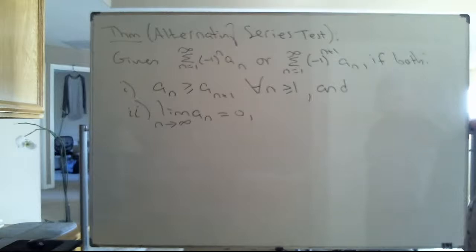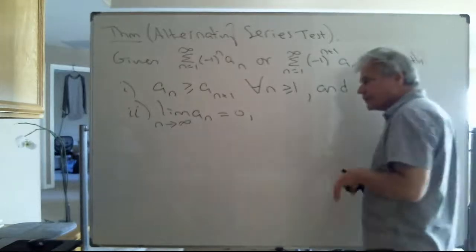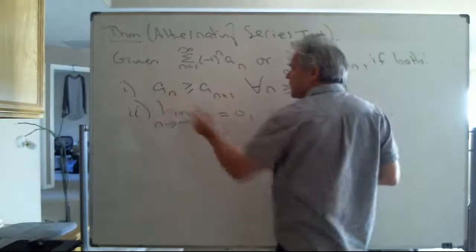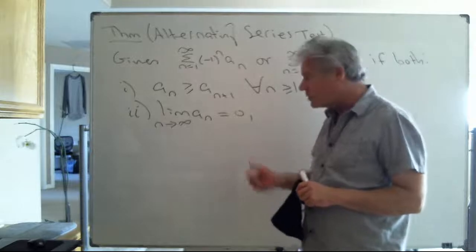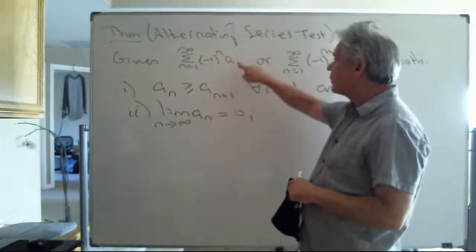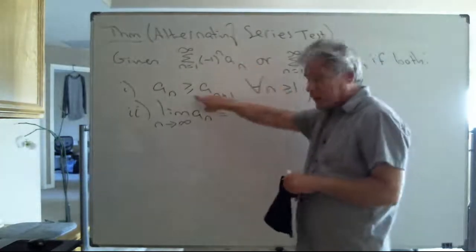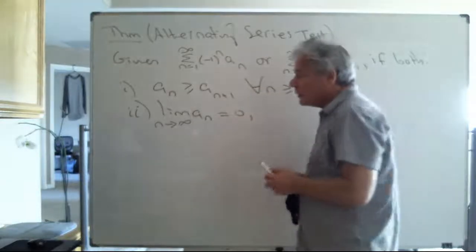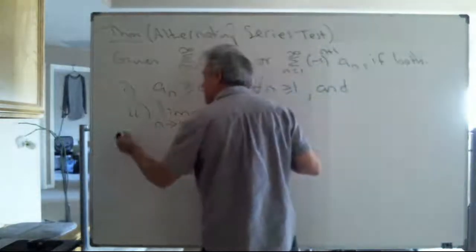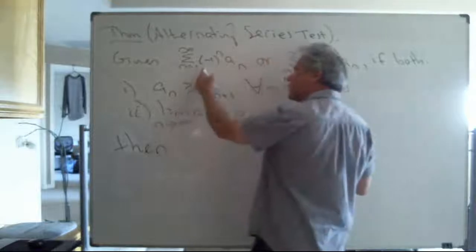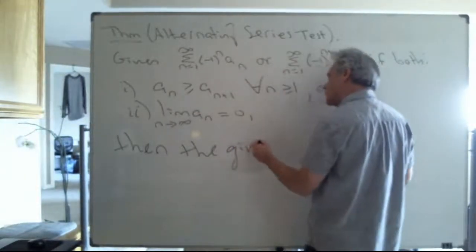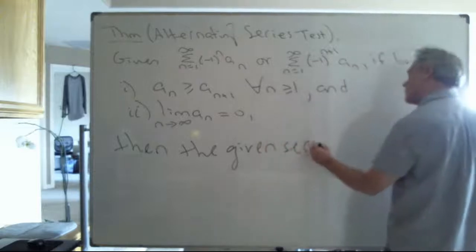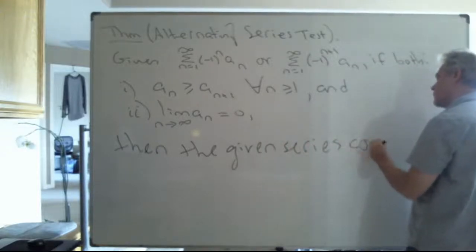Now, the alternating series test has two premises. Number one, if the a sub n is the nth term of a sequence that's decreasing, and number two, the limit of the nth term of this underlying sequence is equal to 0, then that alternating series here or here converges.